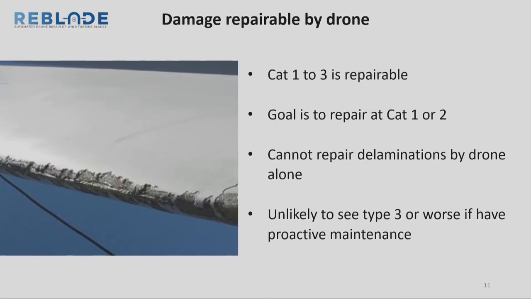We can't repair delaminations by drone. You might be able to do it. Some of the other crawler robots may be able to do this in the future. But you really want a low-cost solution that can repair the damage before it becomes anything like structural. And there's no reason, if you had a regular maintenance program, why you'd ever see type 3.